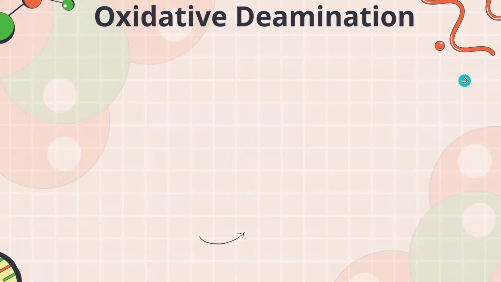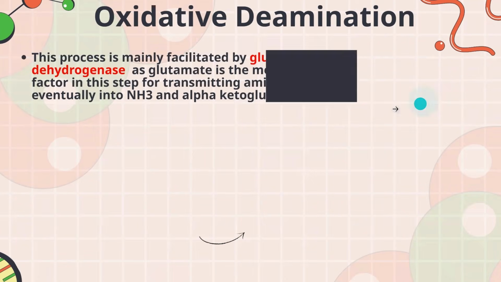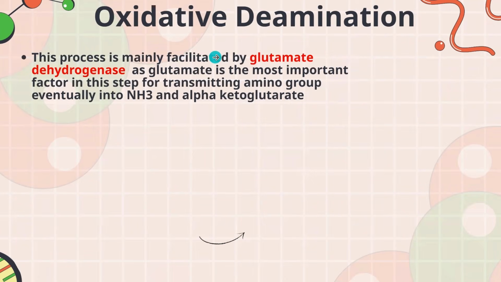Now, let's talk about oxidative deamination. Oxidative deamination, okay, is a process that's mainly facilitated by glutamate dehydrogenase. So we talked about the transaminases like ALTs and ASTs that function as the enzymes supporting the formation. Here in oxidative deamination, it's glutamate dehydrogenase processing this. It takes glutamate as the most important factor for transmitting the amino group eventually into NH3 and alpha ketoglutarate. Now you'll be like, Zed, didn't we already say that it becomes an alpha keto acid like pyruvate or oxaloacetate? Yes, but in some cases, it is actually going to regenerate alpha ketoglutarate, so it can reuse it in the cycle. I'll talk about that in a second.